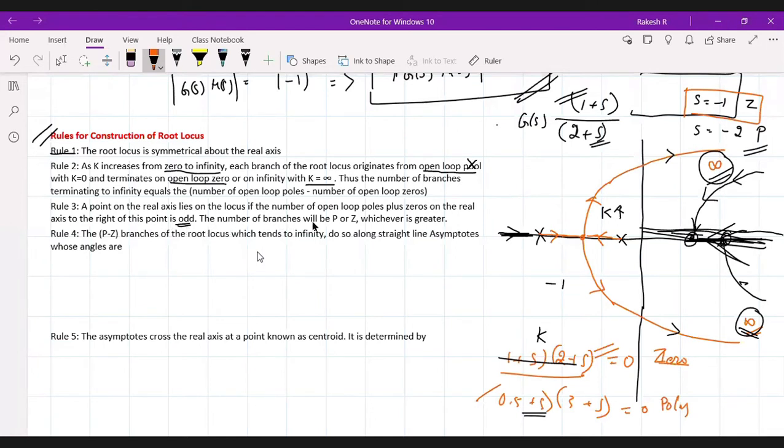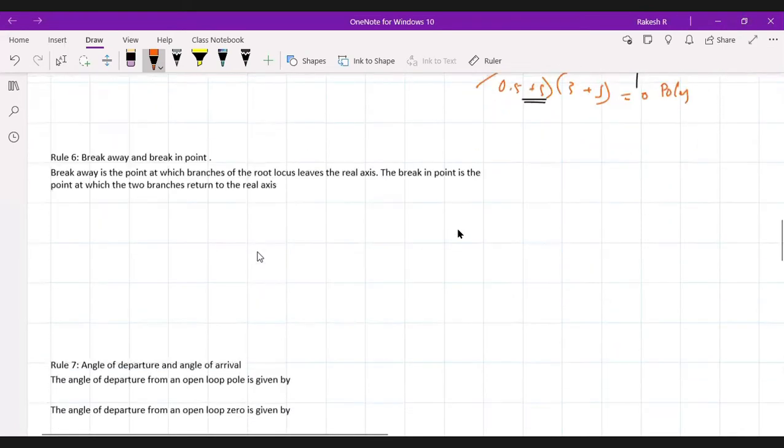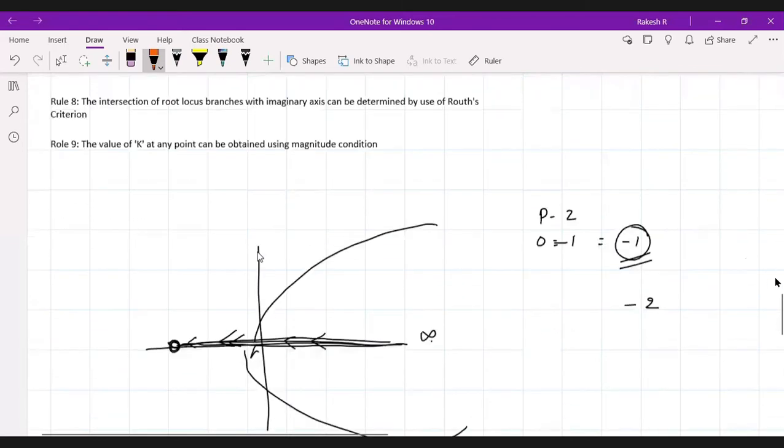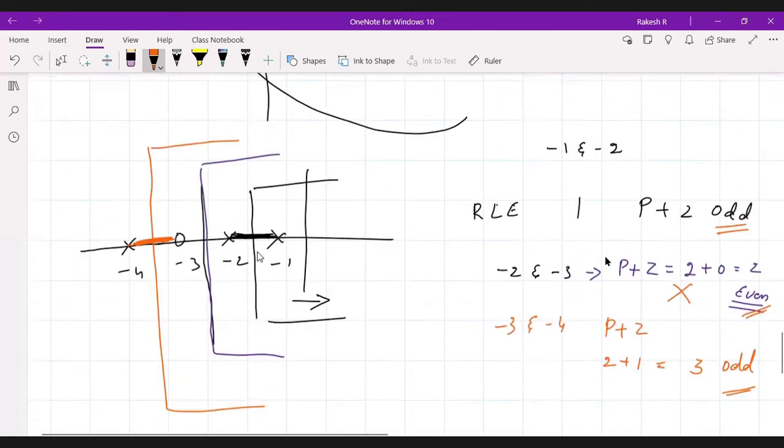The number of branches will be P or Z, whichever is greater. P or Z means number of poles or number of zeros. How many branches do you need to check? If I have the number of poles and zeros, that means 3 is there.